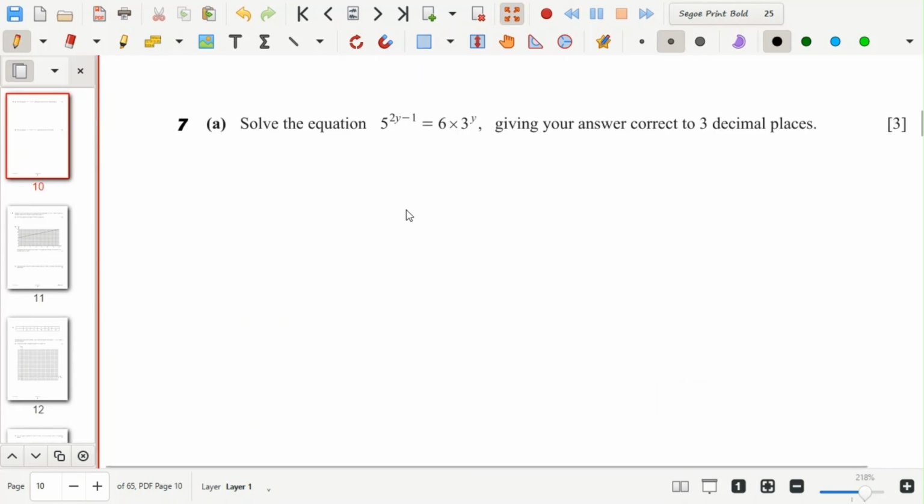Okay, let's look at question number 7. Now this can be written as 6 times 3 to the power y. Have you seen? So at this point I want to multiply this by this, and divide both sides by 3^y.